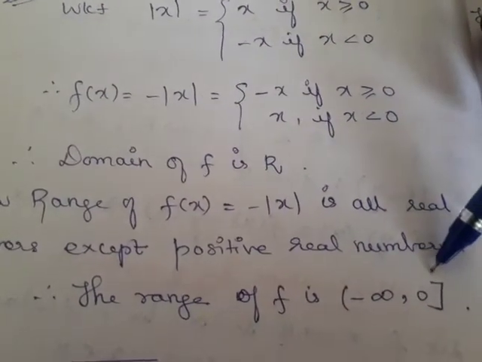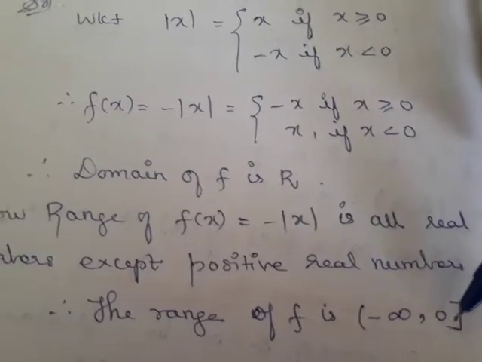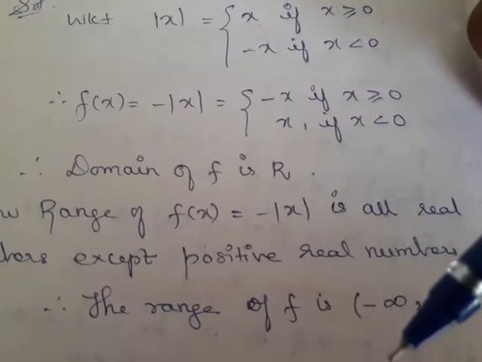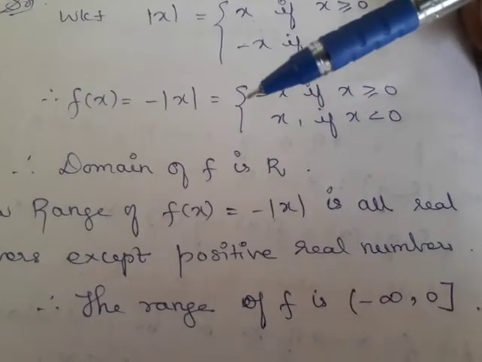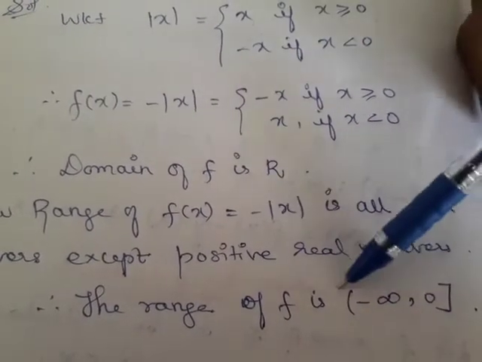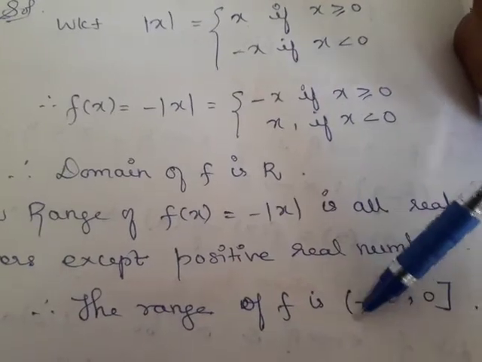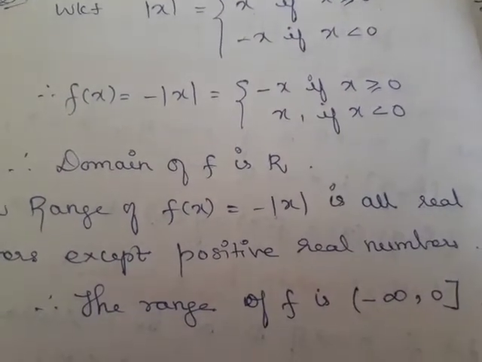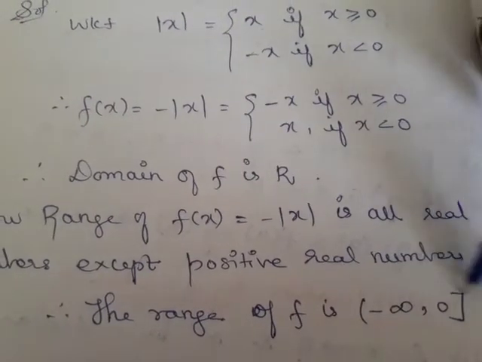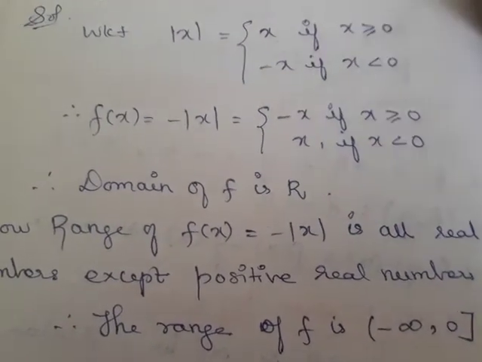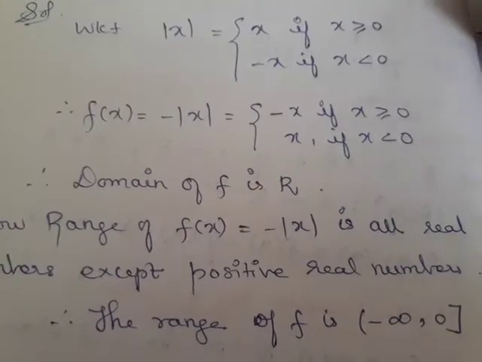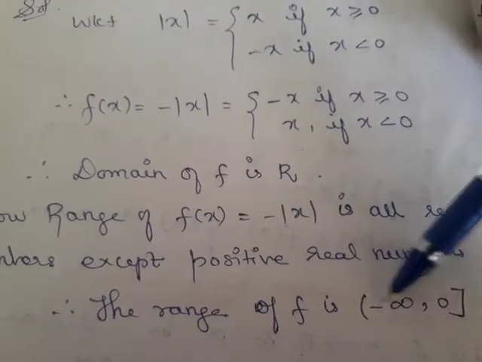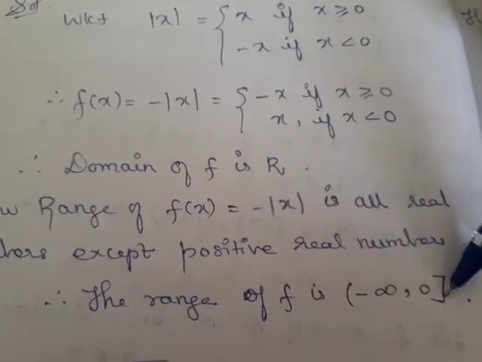A closed interval we will denote by a box bracket. Hope you remember, we have learnt. Then it can be till minus infinity. Minus infinity is always open, right? Because we don't know whether we will get it or not. When it is equal to, we will write a box bracket. When it is less than or greater than, we will express it in the open bracket. Therefore, the range is open at minus infinity and closed at 0.